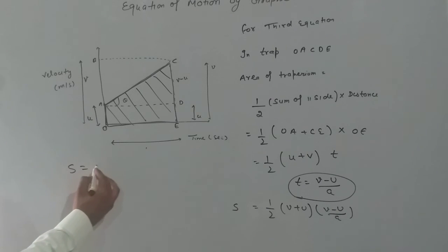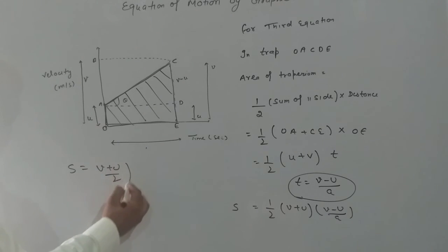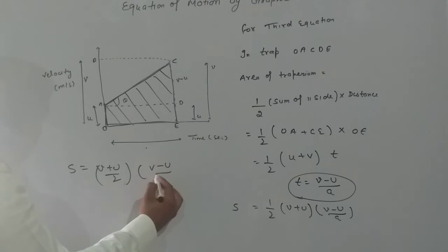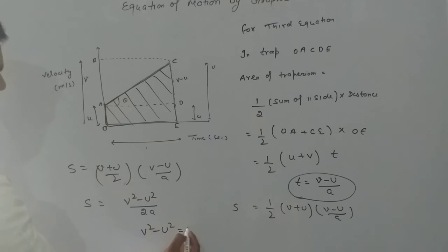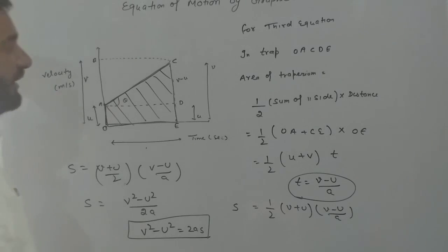So s is equal to v plus u by 2 into v minus u by a. So s is equal to v square minus u square upon 2a. By cross multiplying, v square minus u square is equal to 2as. This is the third equation of motion by graphical method.